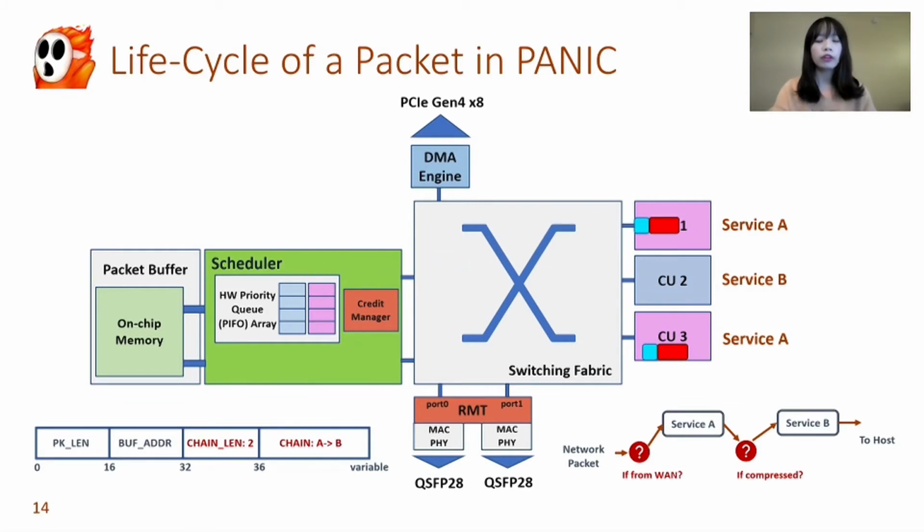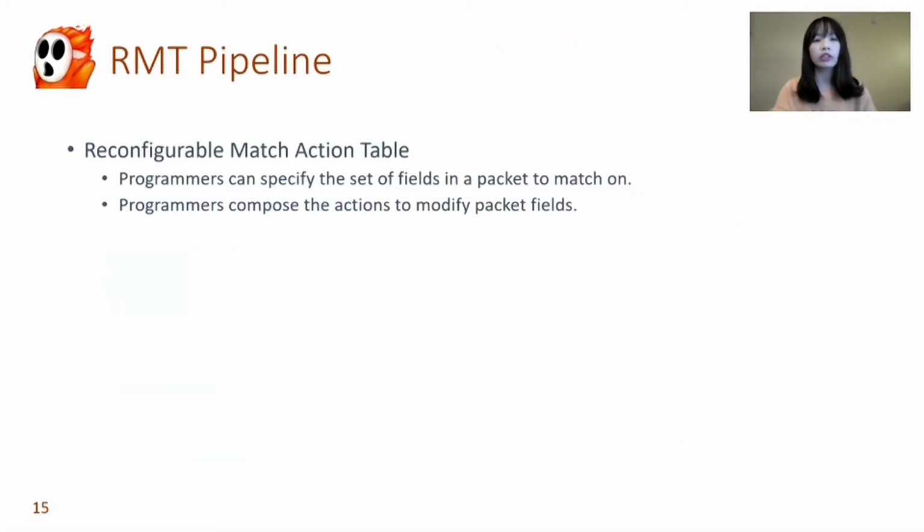After unit 1 finishes processing, the packet is pushed to compute unit 2, which runs service B. And finally, the packet is pushed to the DMA engine and sent to the host. Then let me introduce every component in Panic. Let me first introduce the RMT pipeline.